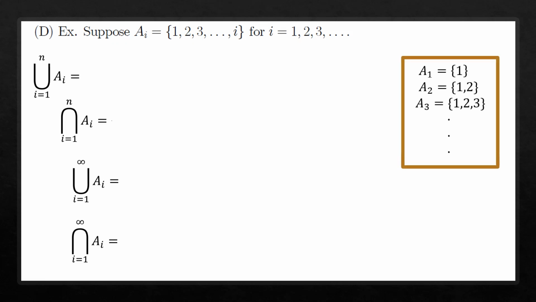A1 is just the set containing 1. A2 is the set containing 1 and 2. A3 is the set containing 1, 2, 3. So forth and so on.